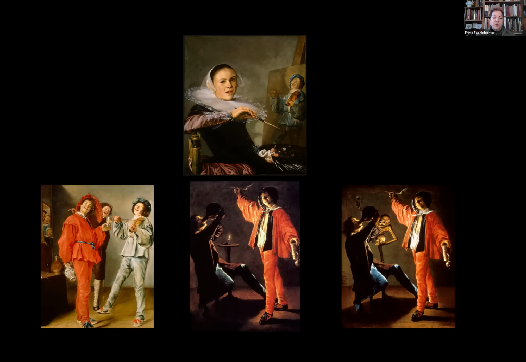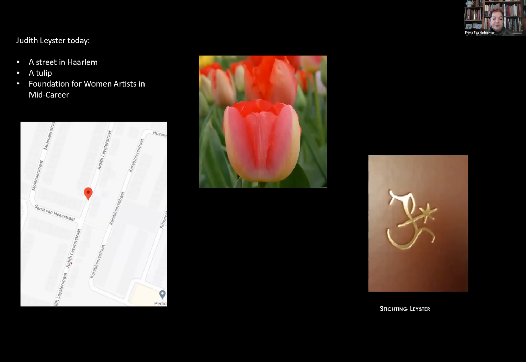But this isn't a story that ends in any melancholic way. As today, she is honored in her hometown of Haarlem with a street named for her, Judith Leyster Straat. There is a Judith Leyster tulip. I would have preferred it be a brilliant red, but no one asked me. And there is a Dutch foundation for mid-career women artists named in her honor. And now a few hundred of you know her, and the name Judith Leyster lives on. Thank you.